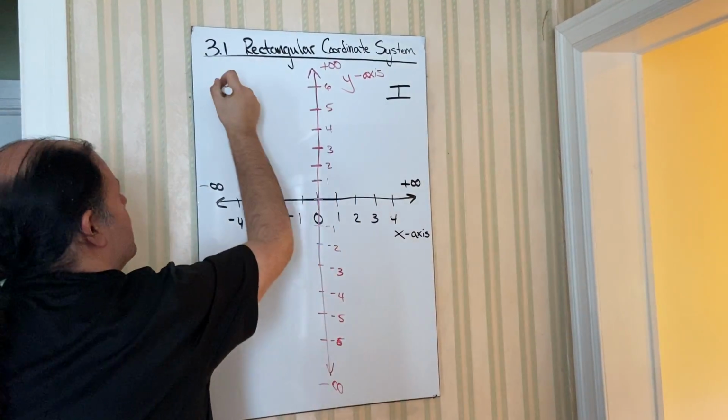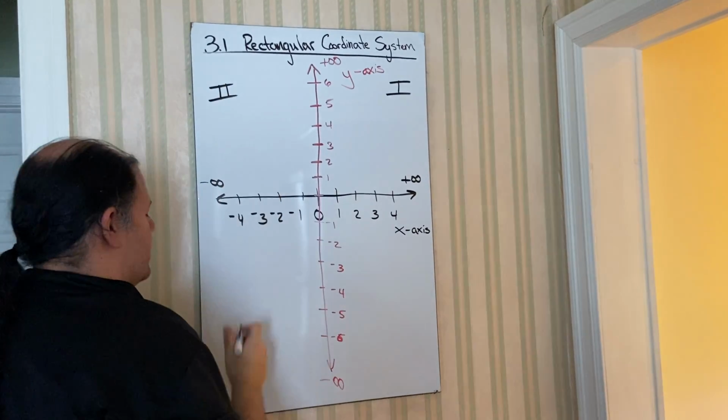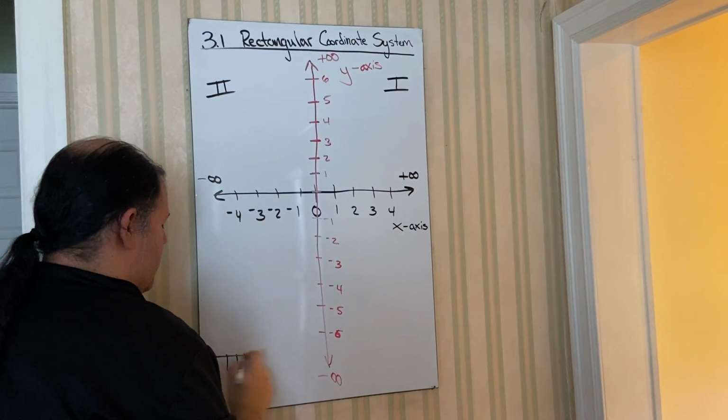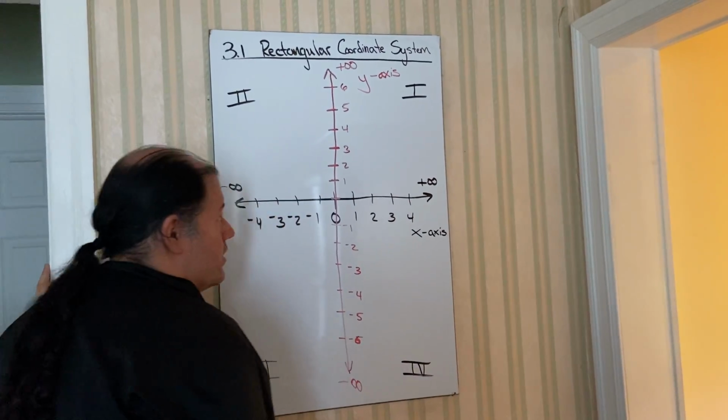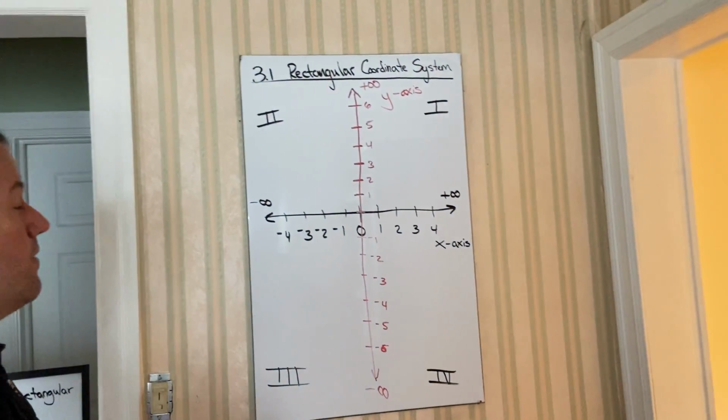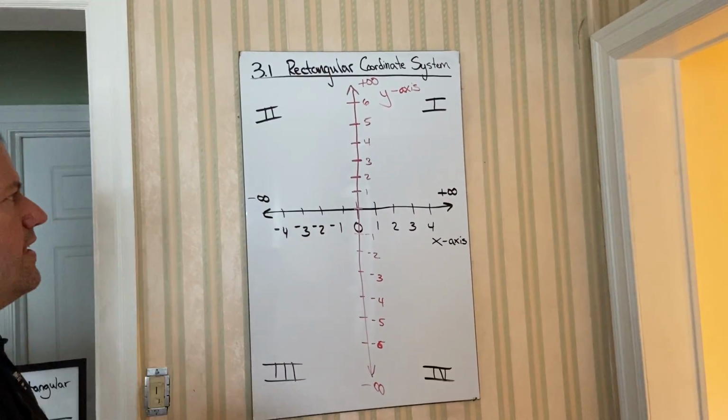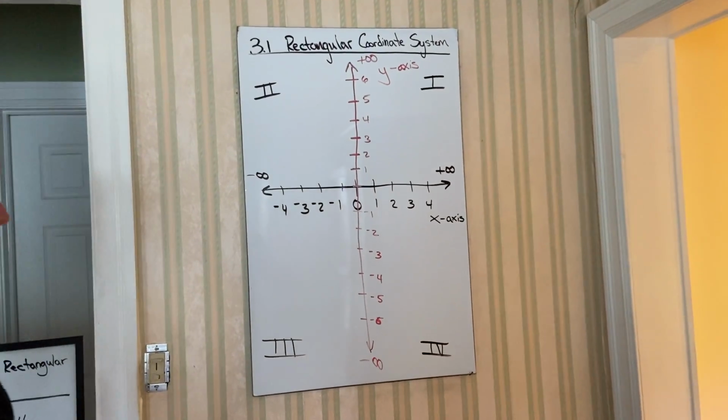So here we have Roman numeral 1, Roman numeral 2. This is Roman numeral 3. And this is Roman numeral 4. It's tradition to use Roman numbers because Rene Descartes created this back in Roman times.